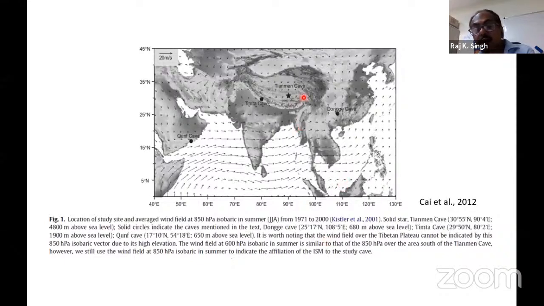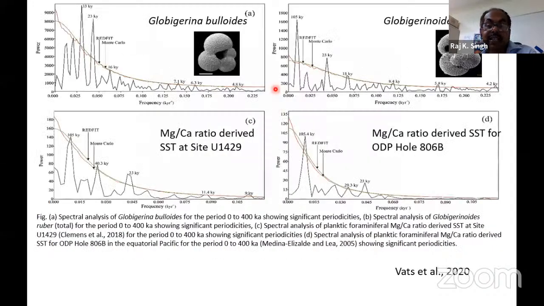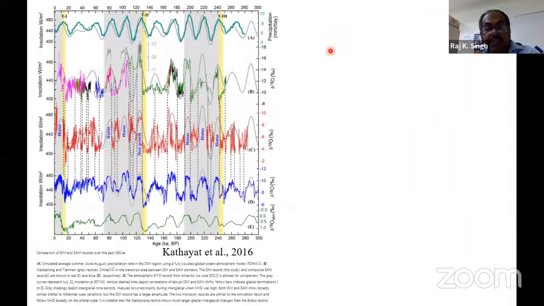The various cave records are also suggesting that during the late Pleistocene time period they have a similar moisture source, and it is reflected in the different cave records, as shown in the figure by Sky et al. These changes have cyclicity, the orbital precession cyclicity of 23 kilo years, which is more prominent in these regions.